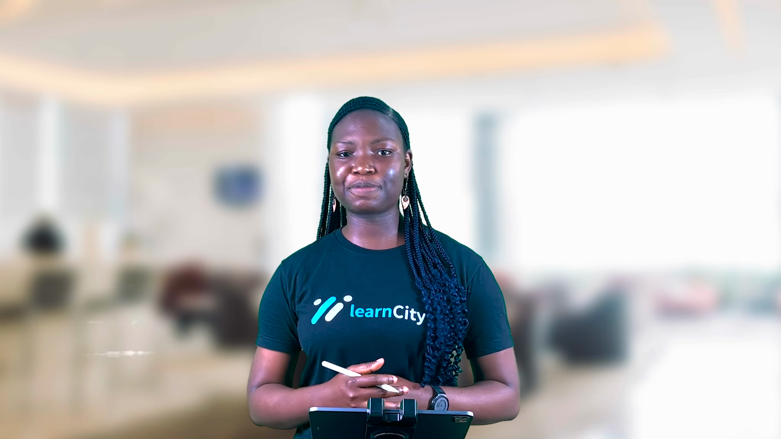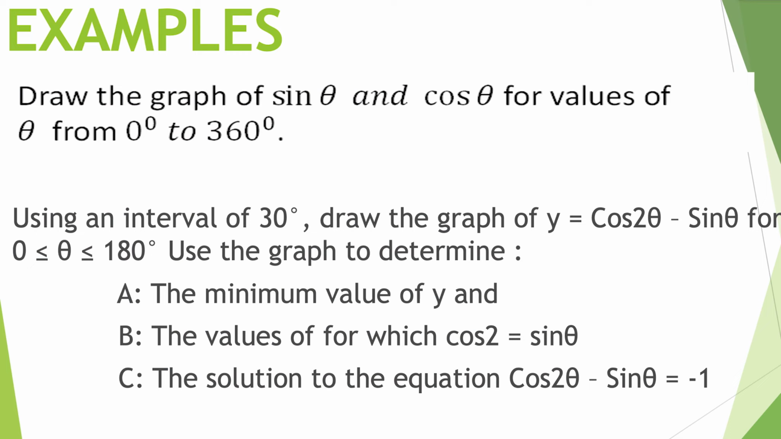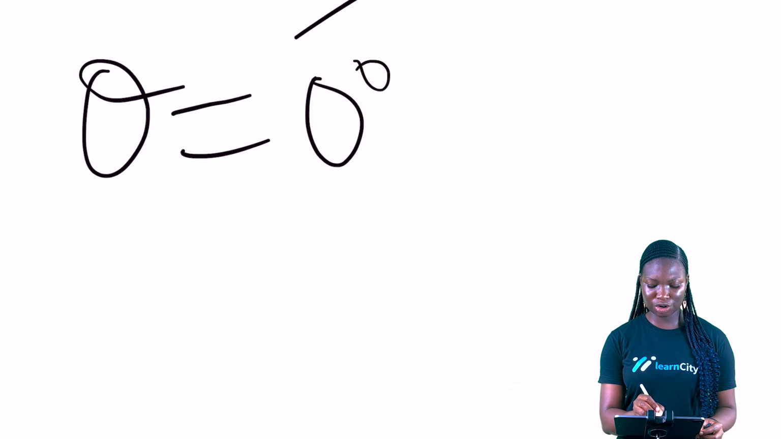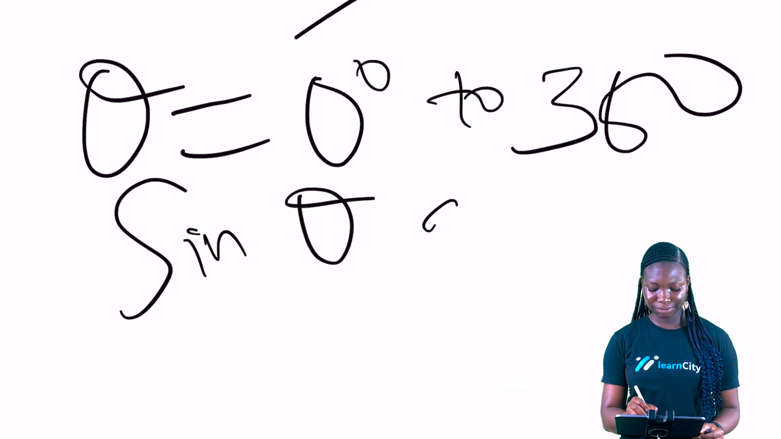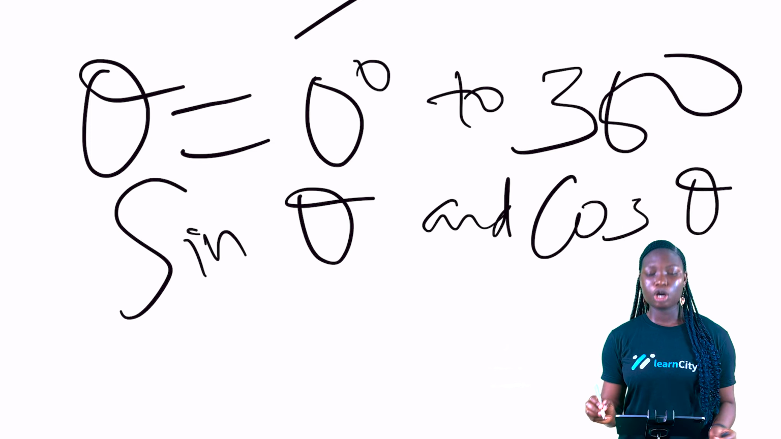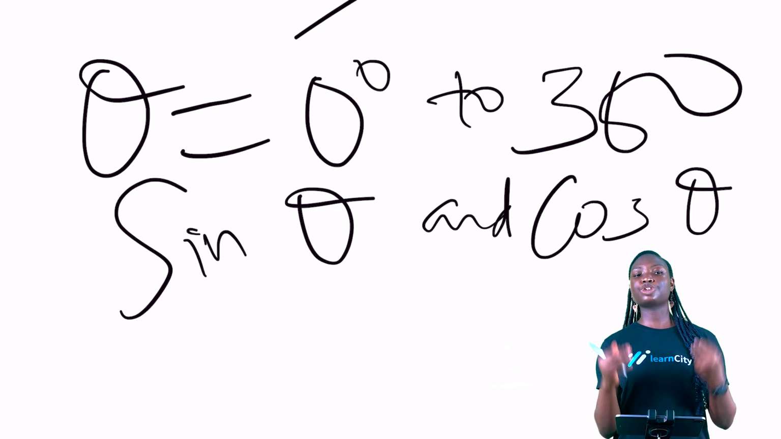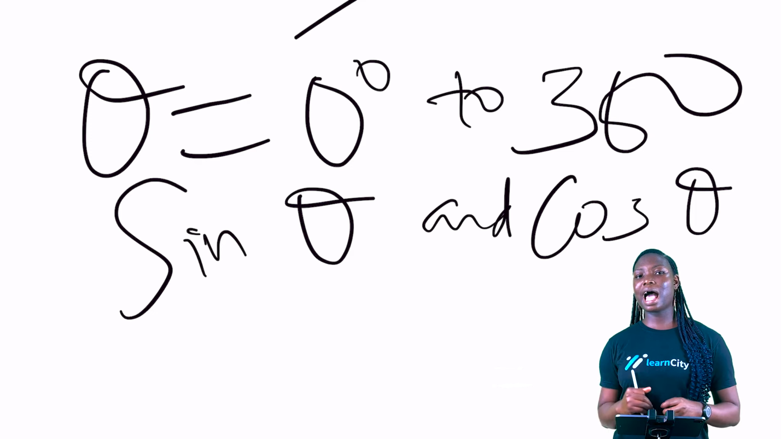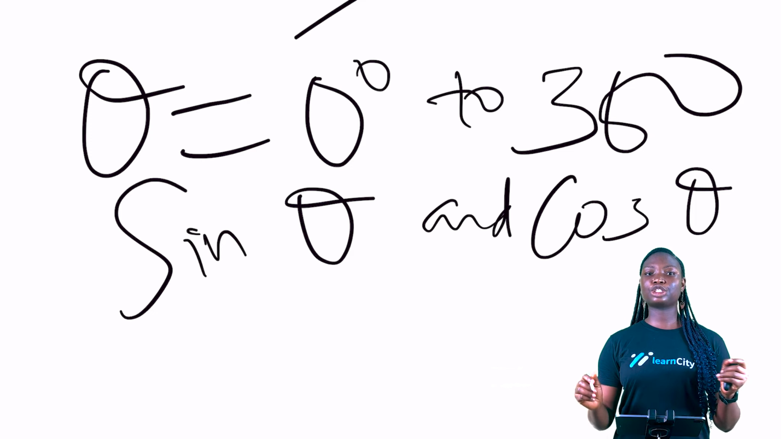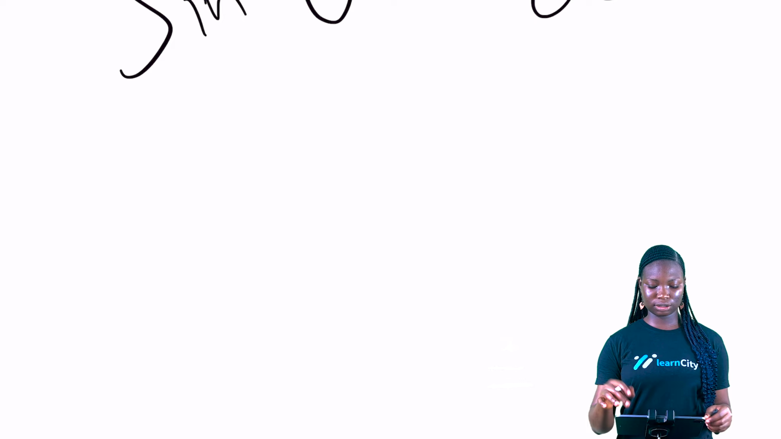The first example says, draw the graph of sine theta and cos theta for values of theta ranging from 0 degrees to 360 degrees. This means we'll be drawing two different graphs in this question, one for sine theta and one for cos theta. Let's do sine theta first.